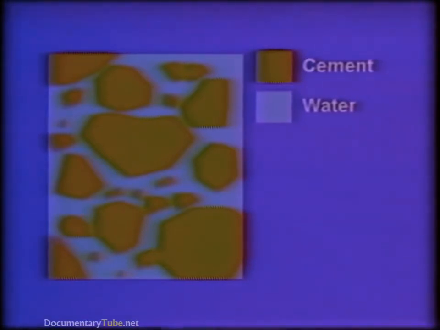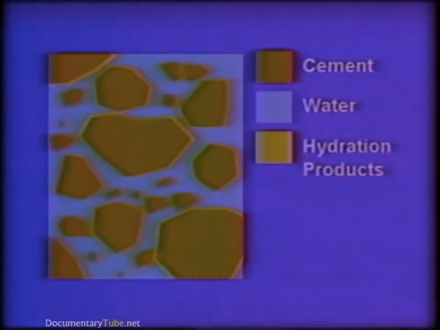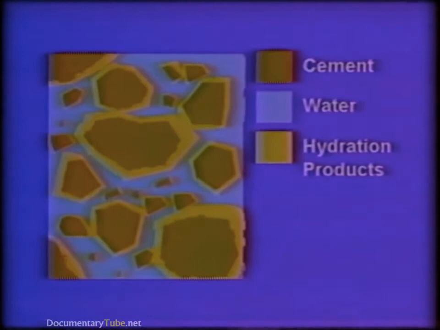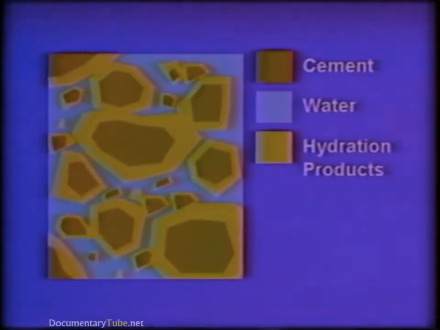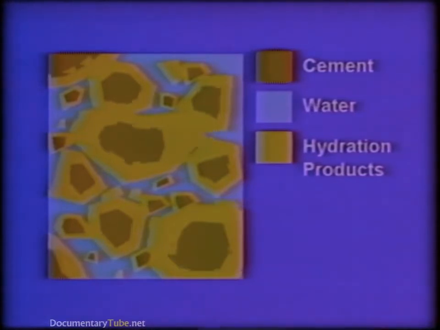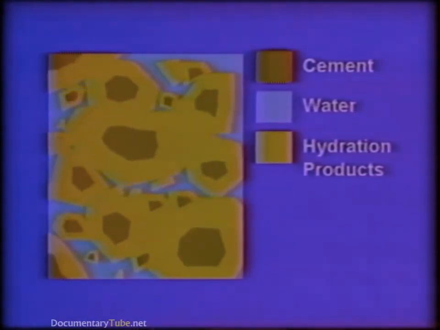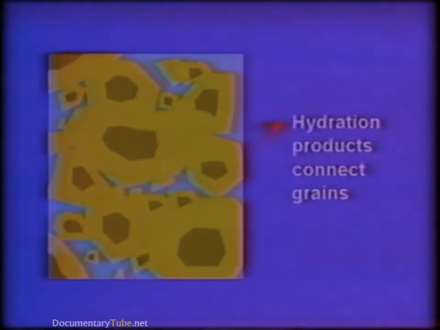This is a sketch of cement grains suspended in water. The solid hydration products form coatings around the particles of cement and gradually fill the space between. When the coatings first begin to impinge, setting occurs.